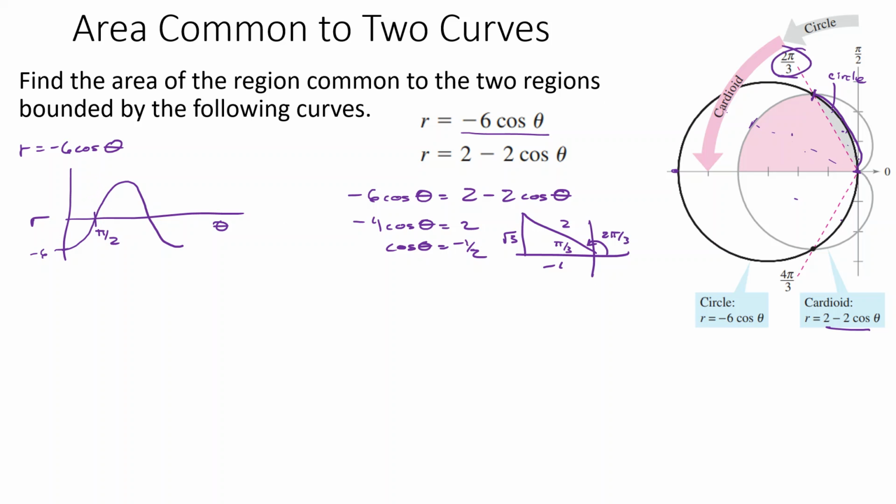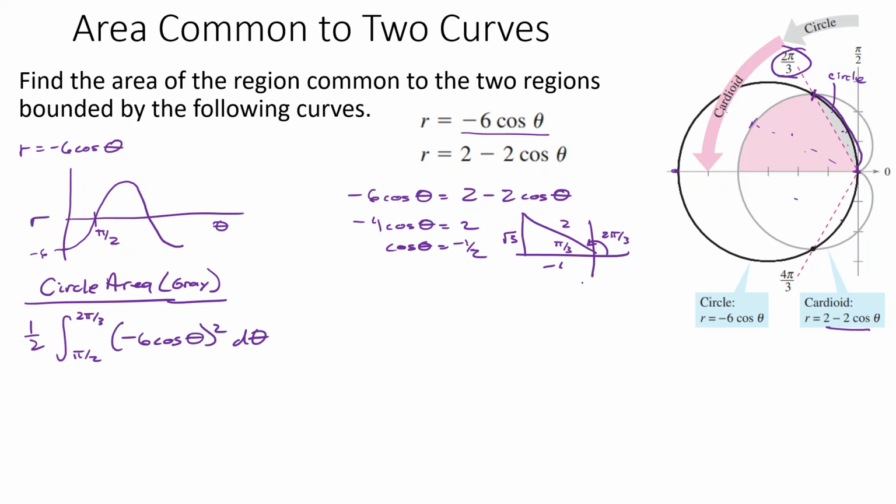So that means for the circle part, which is this little gray section, it is 1/2 the integral from pi over 2 to 2 pi over 3 of our r, which in this case is -6 cosine of theta, squared, d theta. And now remember, we want 2 of those because we want this section down here, which is going to be the exact same area, just a different section, so times 2. There goes the 1/2.